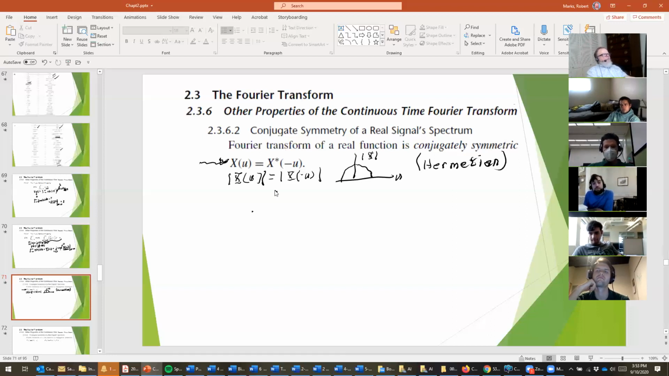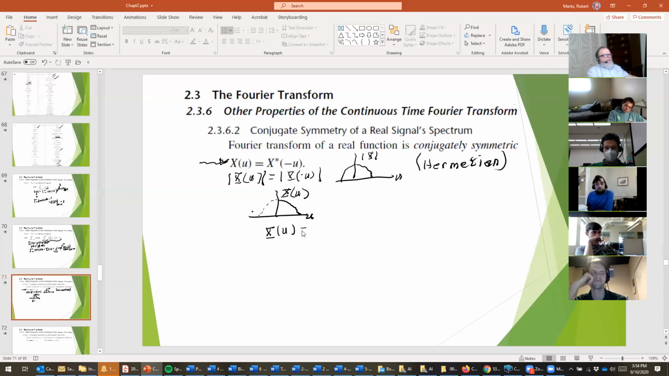Well, this tells you something interesting. For a real function, if you have the positive part of a spectrum for positive frequencies, then that's all you need to know to totally define the entire spectrum. Why is that? Because you can flip it around and you can conjugate it, and that gives the negative frequency components of the spectrum. This is true for all real signals. The proof is pretty straightforward. Let me go ahead and show it to you.